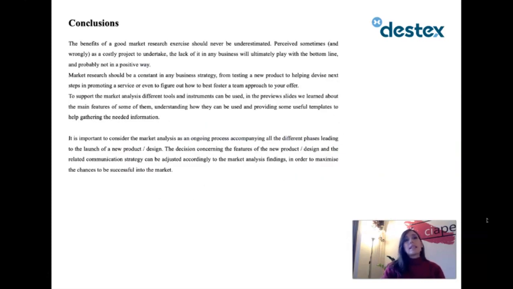So, we can say that market research should be a constant in any business strategy, whose benefit should never be underestimated. The decisions concerning the features of a new product design and the related communication strategy can be adjusted according to the market analysis findings in order to maximize our chances of success.